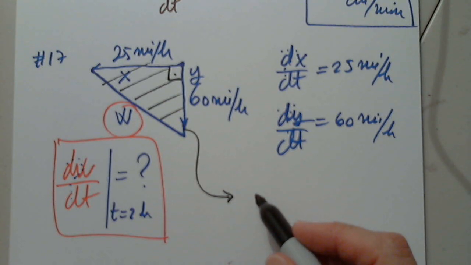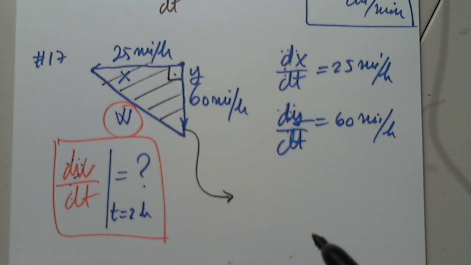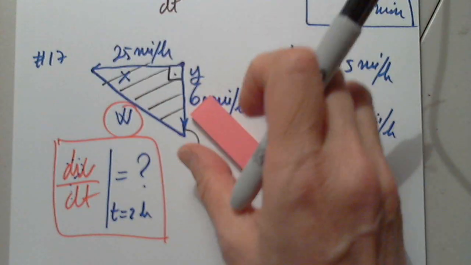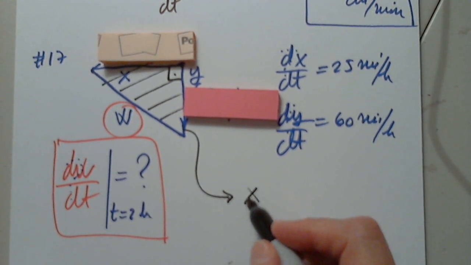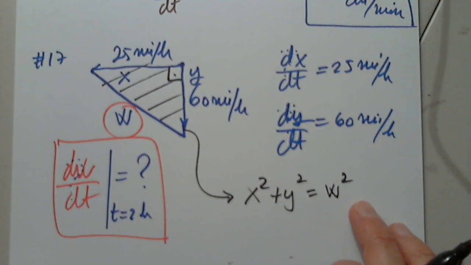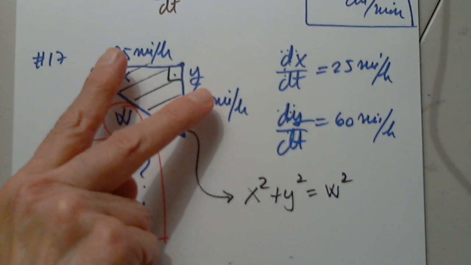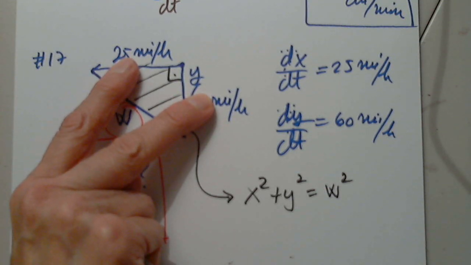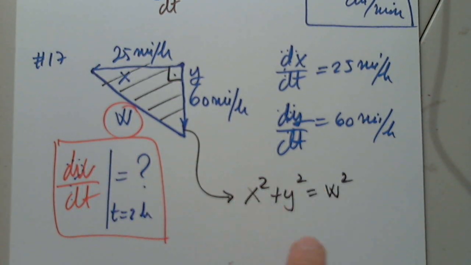25 squared plus 60 squared equals w squared. 25 is the rate of change of x. We haven't gotten to that. Is it dx over dt squared? I have just x squared plus y squared equals w squared. This is the Pythagorean theorem. The Pythagorean theorem has nothing to do with rates of change. It says the sum of the two legs squared equals the hypotenuse squared. That's all Pythagoras says.